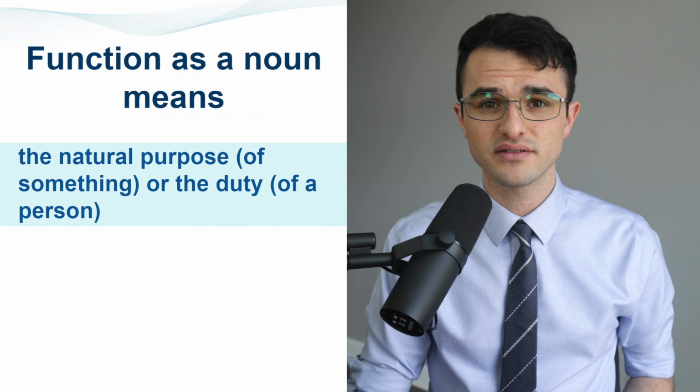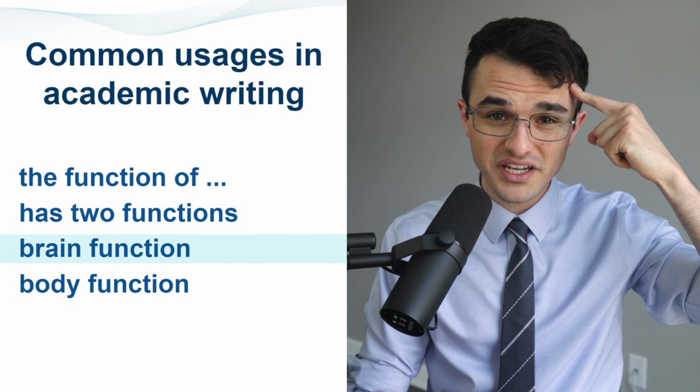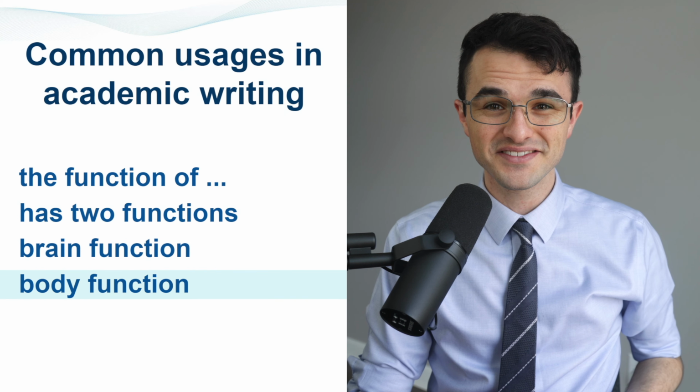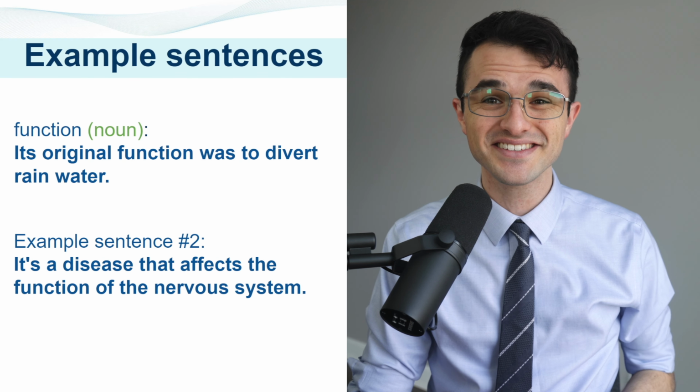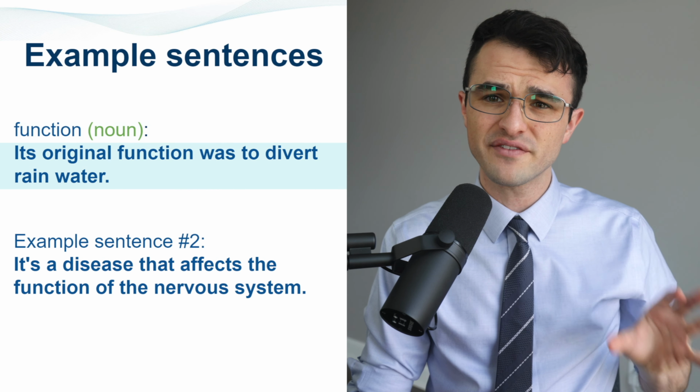Common usages in academic writing: the function of, has two functions, brain function, body function. Example sentences: function, noun. Its original function was to divert rainwater.